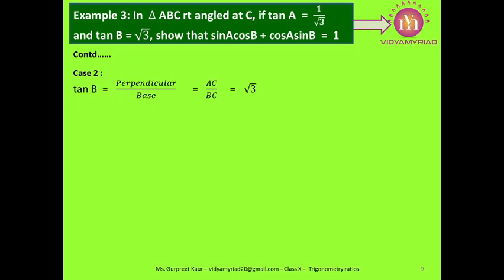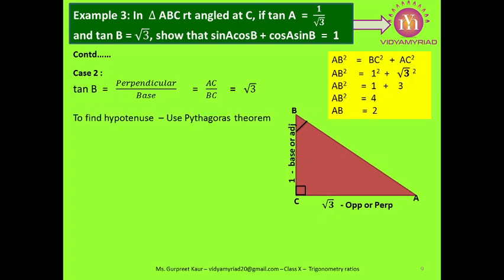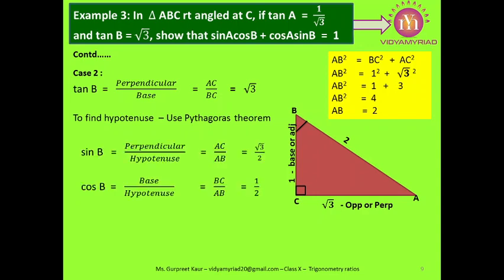Case 2. Let's talk about tan B now. In this, tan B means our angle is B and our opposite side will become AC, and opposite is the perpendicular according to the figure, which is given as root 3, and your base is BC, which is 1. Using this and Pythagoras theorem we can find out the hypotenuse, which will come AB as 2. Now using this we can find out cos B and sin B. And what is sin B? Sin B is perpendicular upon hypotenuse. What is perpendicular? AC is my perpendicular. What is hypotenuse? AB. So that is root 3 upon 2.